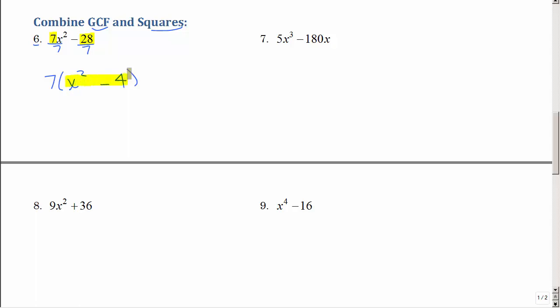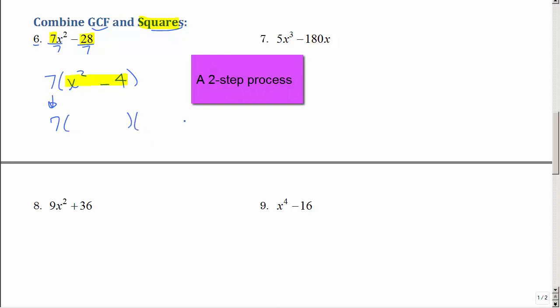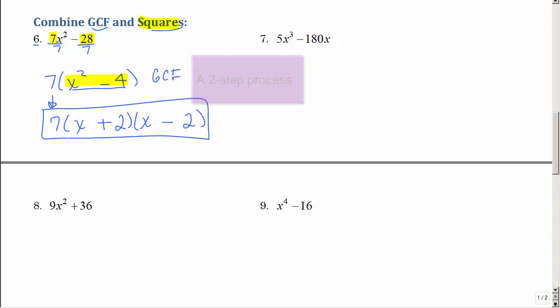Now I look at that and ask myself, is that the difference of two squares? Yes, it is. So on the next line of your notebook paper, you're going to carry down the 7, then you're going to factor x squared minus 4 as the difference of two squares. So x times x is x squared, 2 times 2 is 4, and then make them conjugates. I do not want to just see that answer. It's 2 steps. We have the GCF first and then factor more.